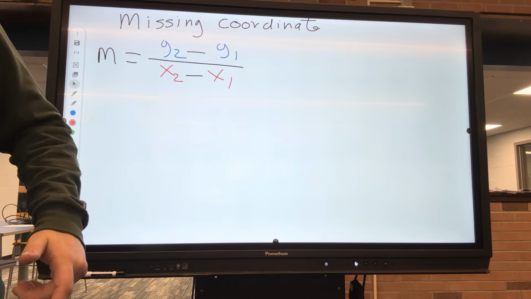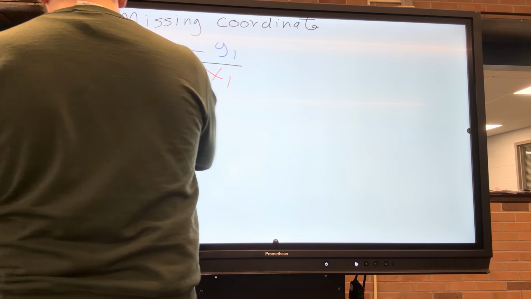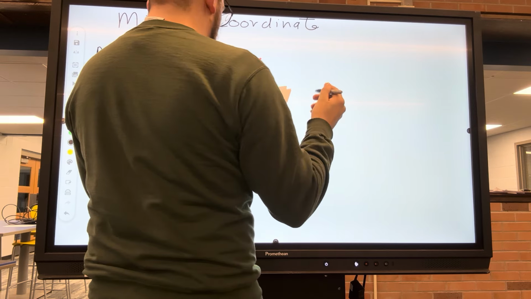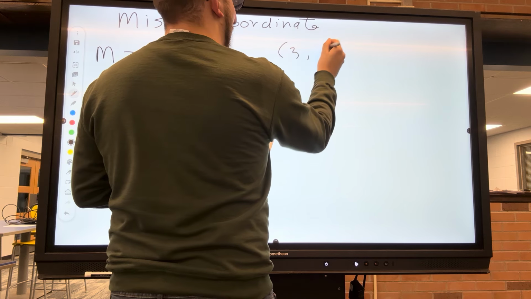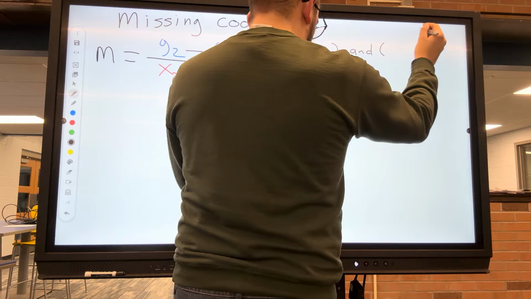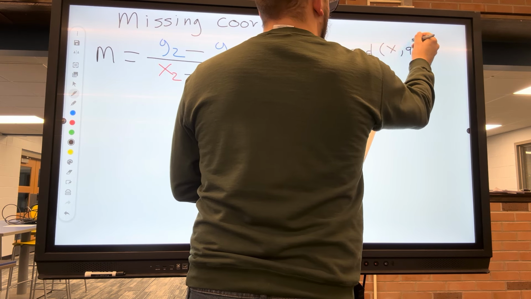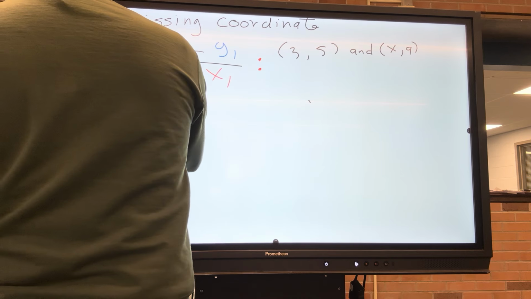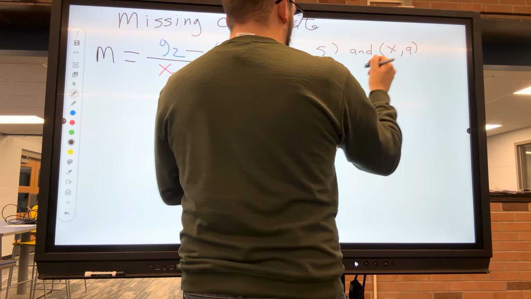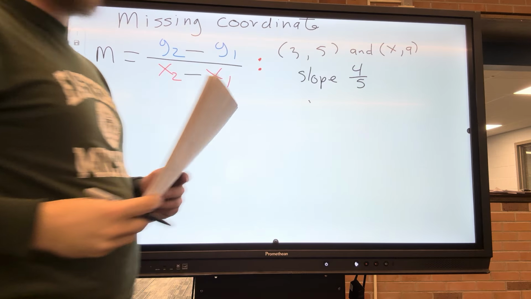So that would be like if they gave us this information. Oh, let's get a pen. They give us this information. They say we have a point at 3, 5 and a point at x comma 9, and our slope is 4 over 5. So they gave us that information.